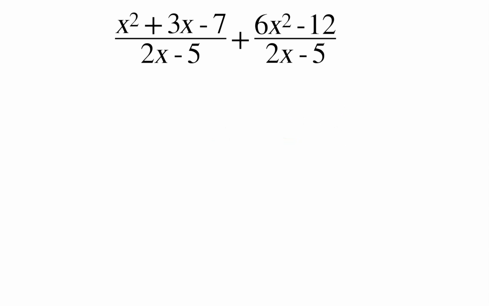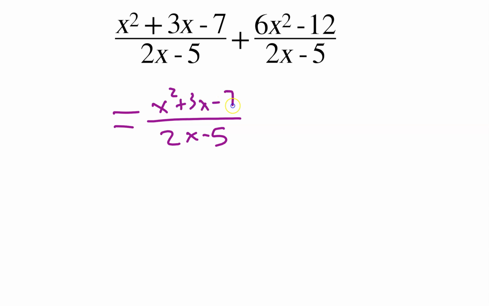So let's take a look at this if we're looking at rational expressions instead. Here we have two rational expressions. They both have the same denominator. I have 2x minus 5 on the denominator of both fractions. So I can write it as a new fraction that has 2x minus 5 as the denominator, and whatever's on the top comes from literally just combining the two numerators.